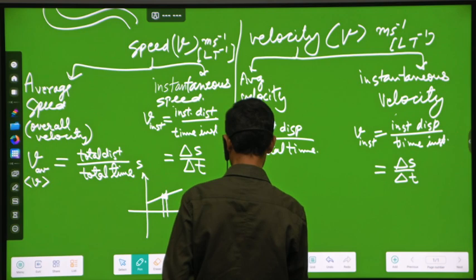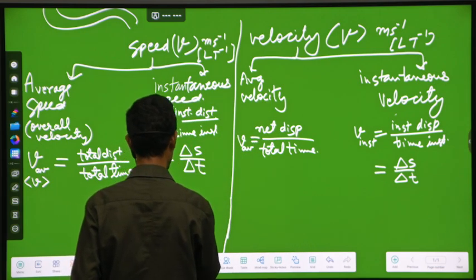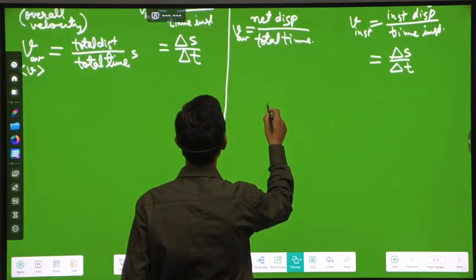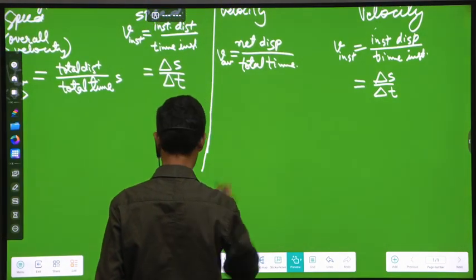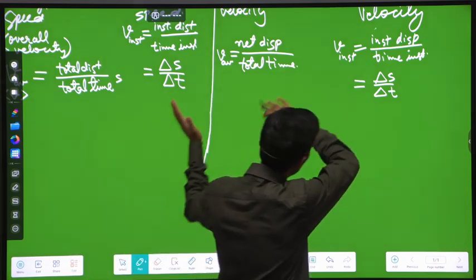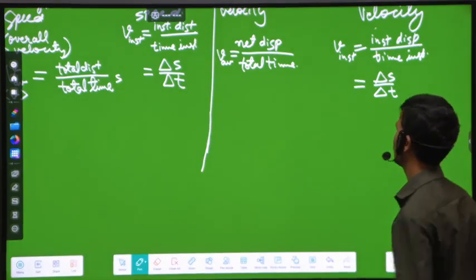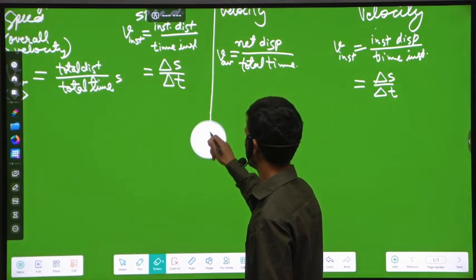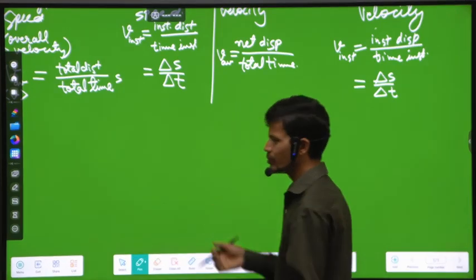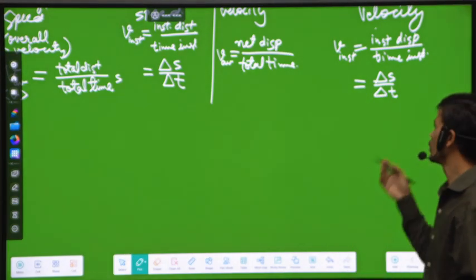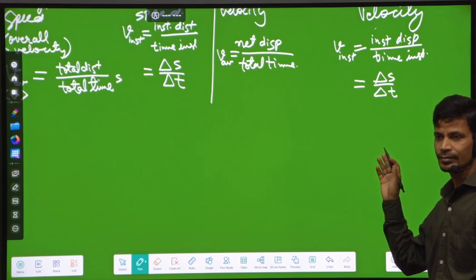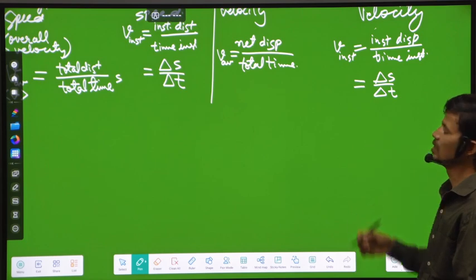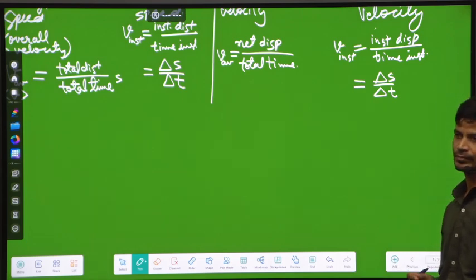Now I'm going to explain something which looks a little unusual, and I'll be more into instantaneous velocity. I'm interested in instantaneous velocity because in most of the questions you are going to deal with, instantaneous velocity is asked.